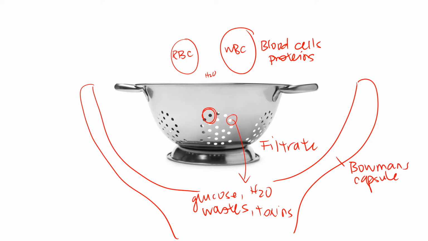So these items that are captured as filtrate, where do they travel next? They travel into this first portion of the renal tubule. What's it called? That is our proximal convoluted tubule.